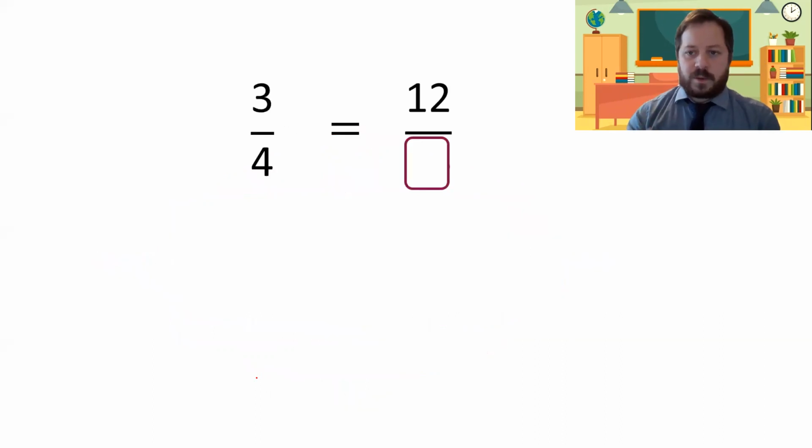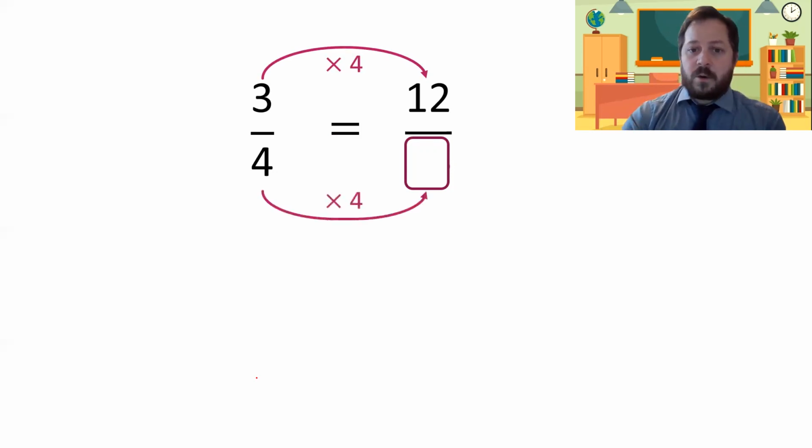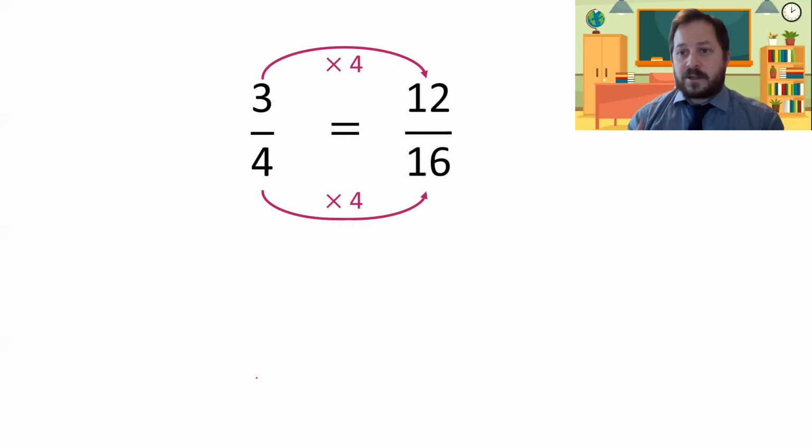So have a look at this one. We've got 3/4, we've got 12 somethings. What have we done to 3 to get to 12? What we've done is times by 4. So what that means is we must do to the 4, the denominator, we must also times it by 4. Do the same to the top as we do to the bottom. 4 times 4 is 16. So these fractions are therefore equivalent.